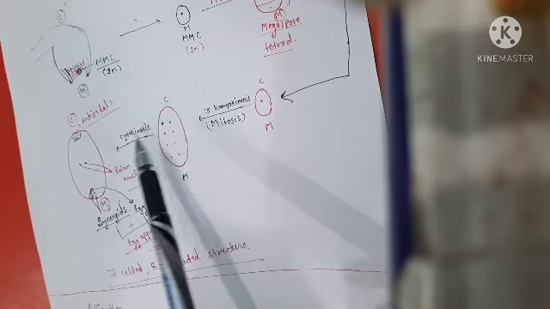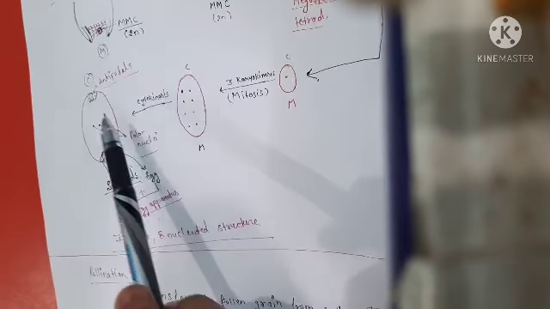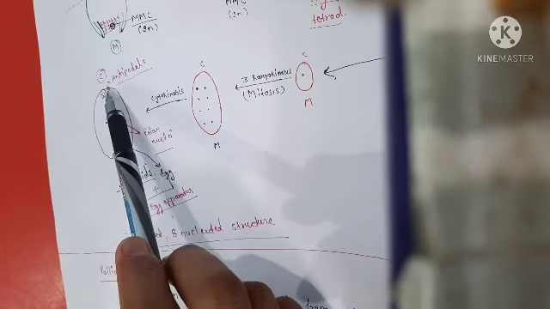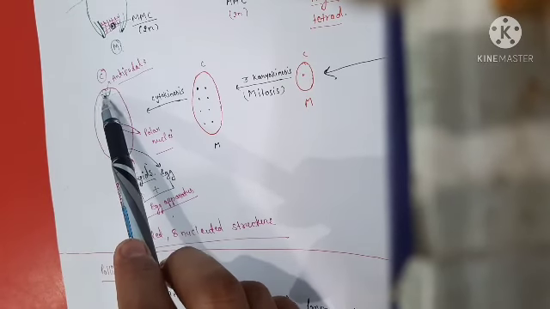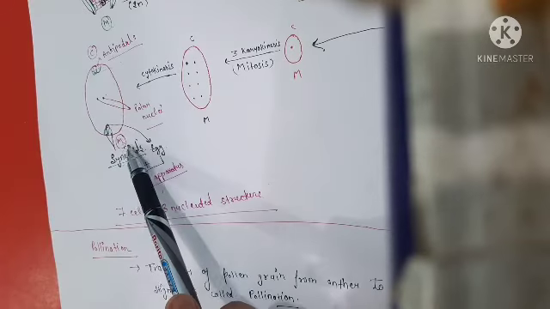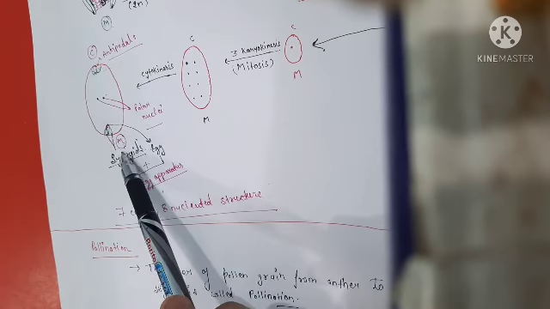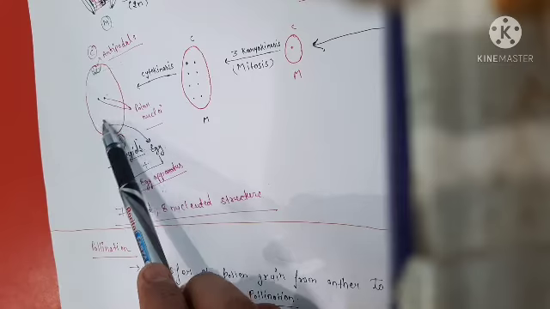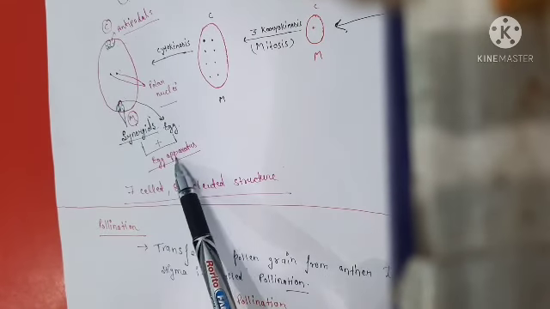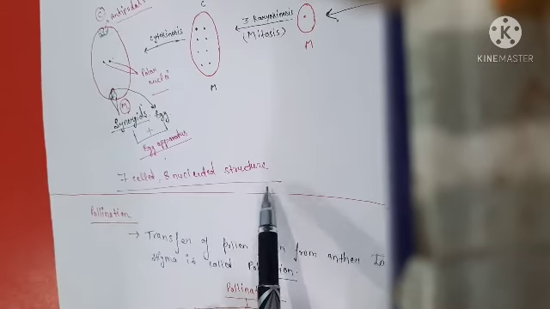After that, cytokinesis takes place. So what happens here, friends? At the chalazal side, 3 antipodal cells are formed, and at the micropylar end, 2 synergids and 1 egg are formed. The synergids and egg are collectively called the egg apparatus, and that is called the 7-celled 8-nucleate structure.